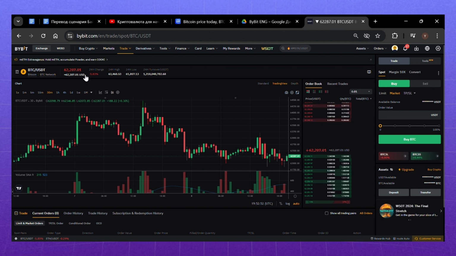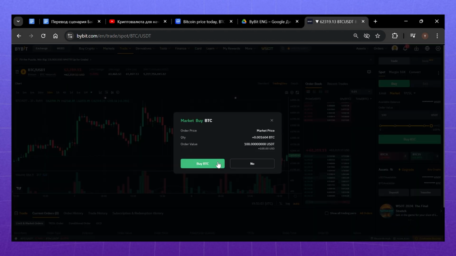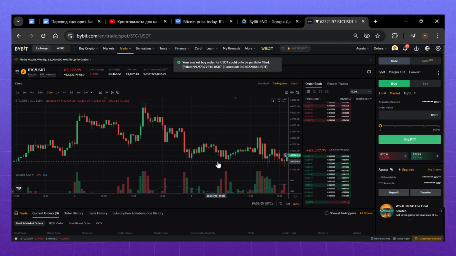First, check the current price of Bitcoin. For example, right now the price is shown as $62,300. Second, select market, which means you'll buy Bitcoin at the current price, and specify how much Bitcoin you want to buy. For instance, you decide to buy $100 worth of Bitcoin. And third, click buy and confirm the transaction.